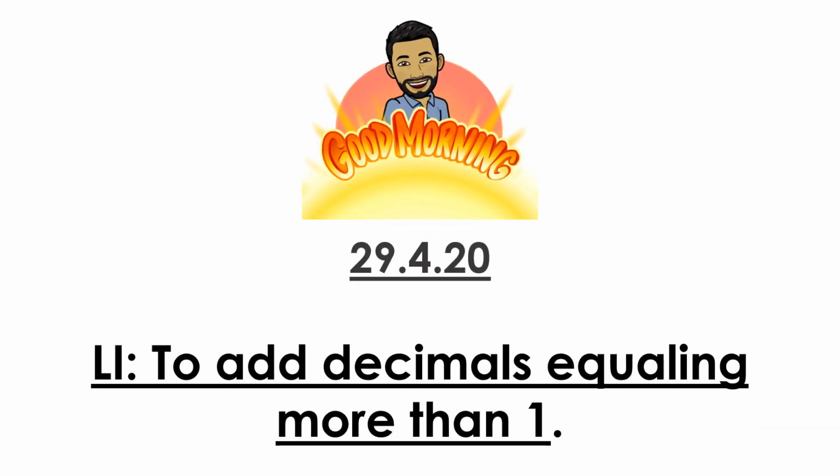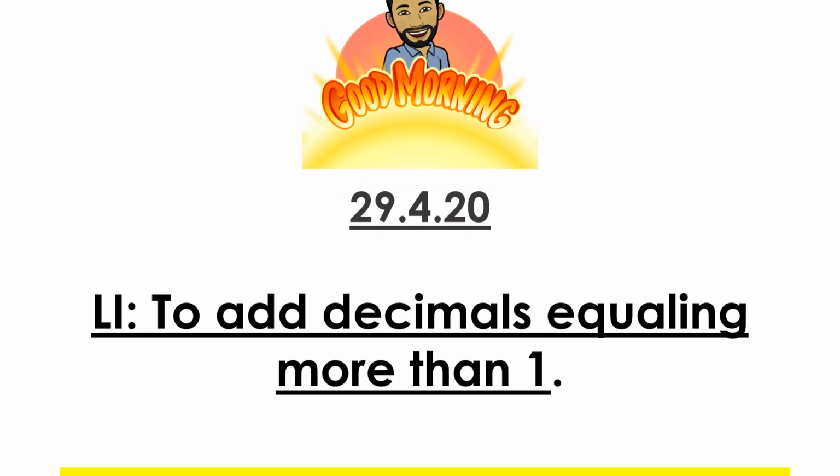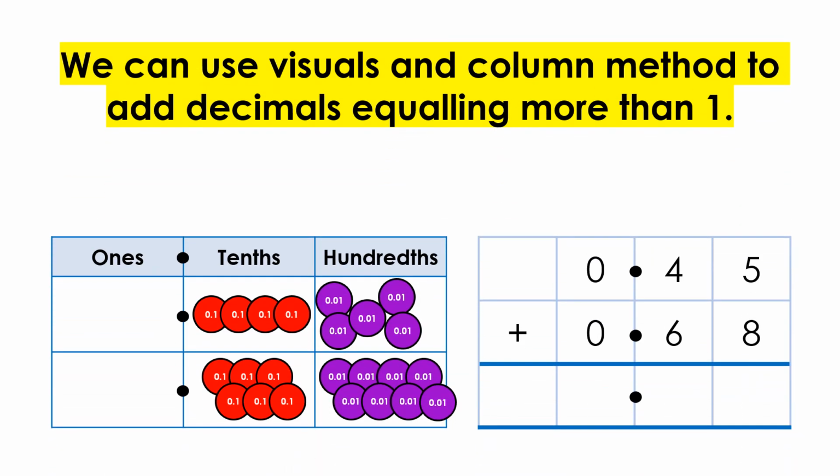Your learning intention today is to add decimals equaling more than 1. Now, when we are adding decimals, we can use visuals and we can use the column method. So on this side here, we have our visuals using counters, and this side we have our column method. And if you look closely, you can see that the numbers do match up.